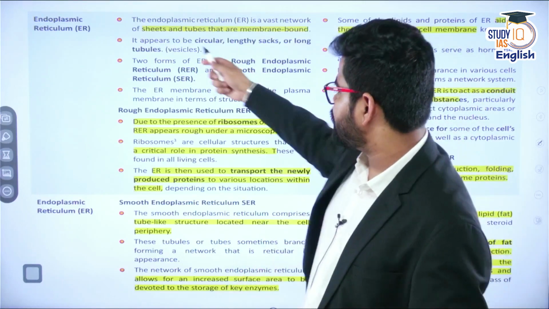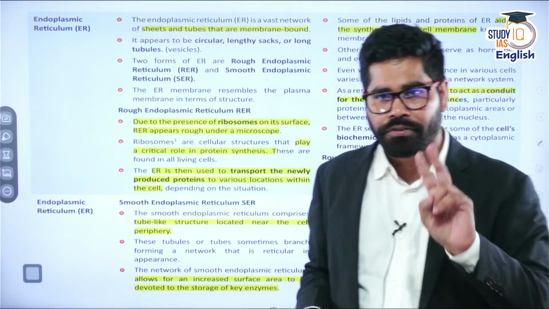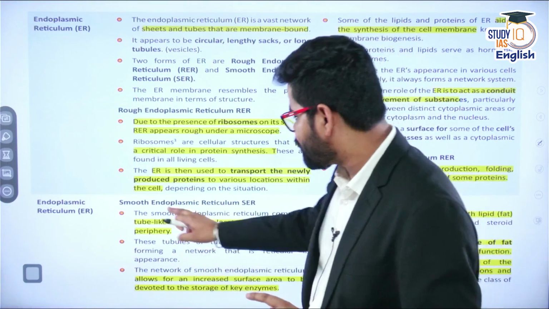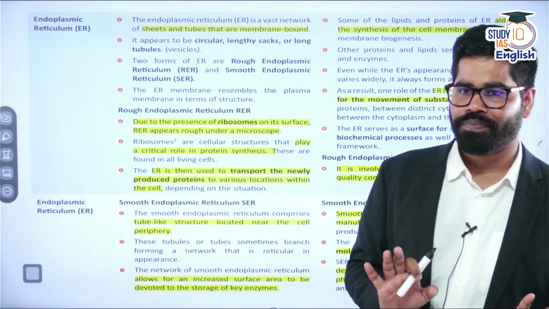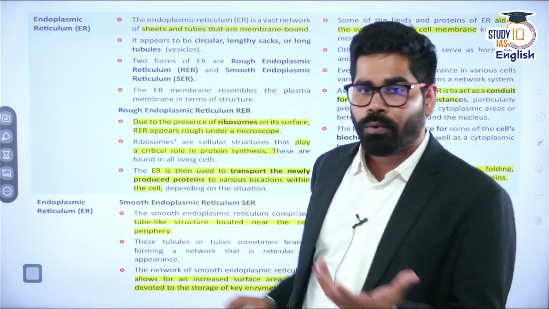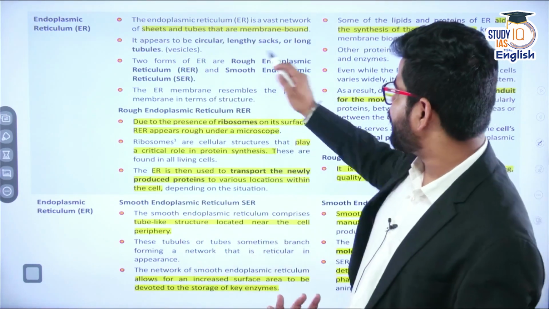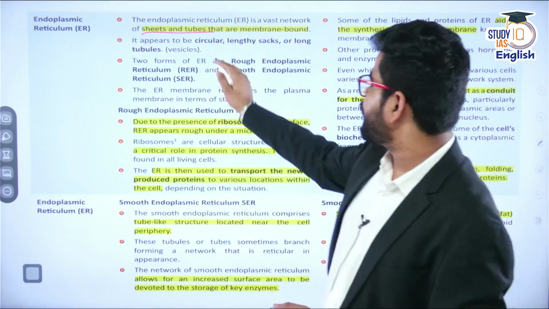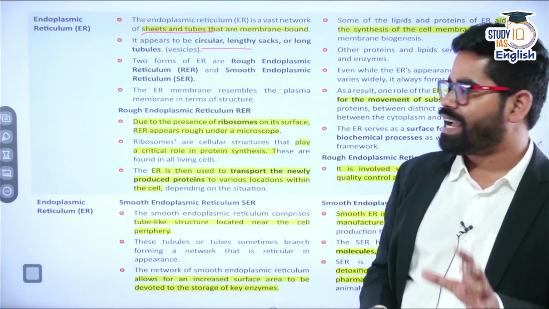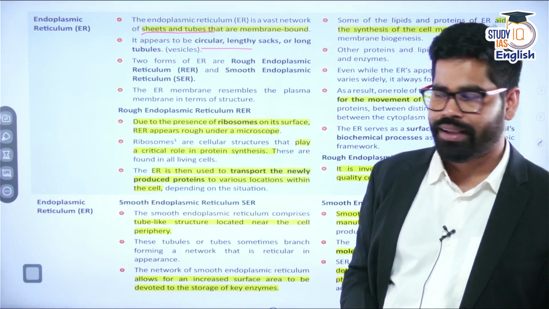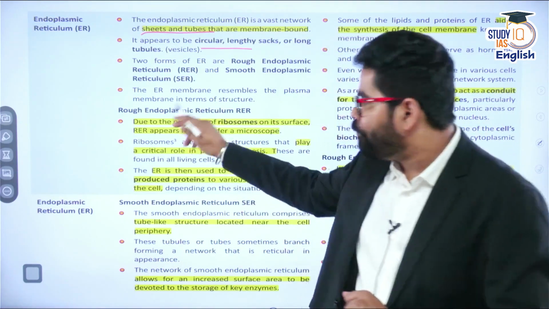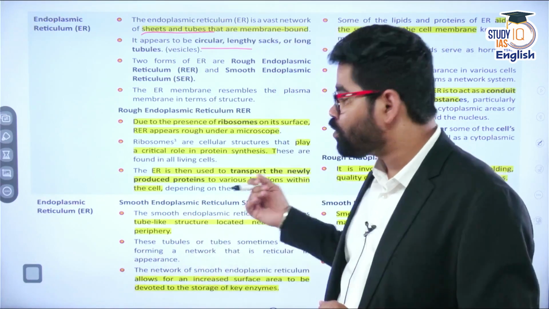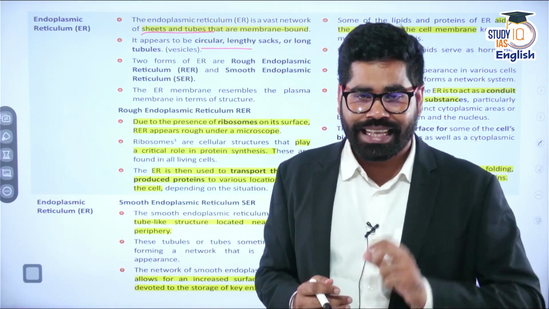This endoplasmic reticulum is of two types. One is the rough endoplasmic reticulum. The second is the smooth endoplasmic reticulum. What does it look like? Basically, it is a vast network of sheets and tubes. It appears to be circular lengthy sacs or long tubules. Now, you can see the rough and the smooth endoplasmic reticulum here.